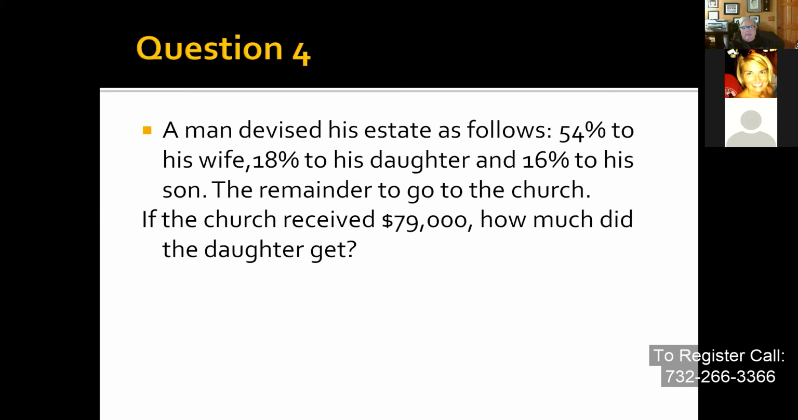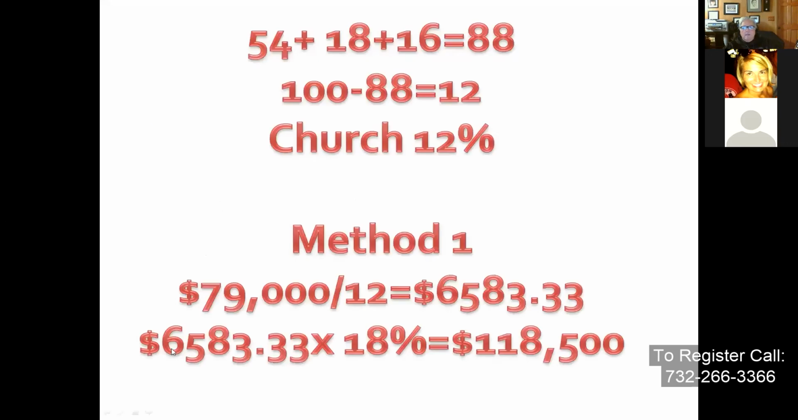First thing we want to do is find out what percentage the church got. So the total percentage is 100%. If you subtract the 16%, the 18%, and the 54%, what's left is the percentage that the church got. So 54 plus 18 plus 16 is equal to 88. So the total split percentage was 100% minus the 88 that those three people got, left 12% back for the church.